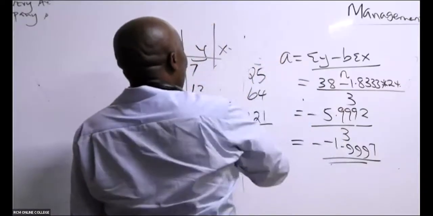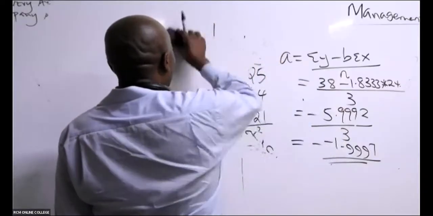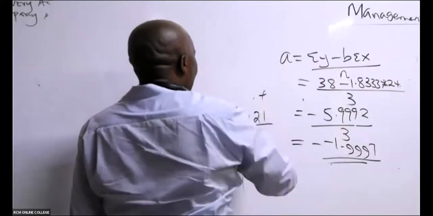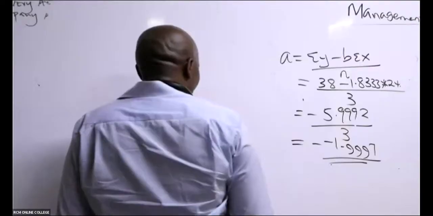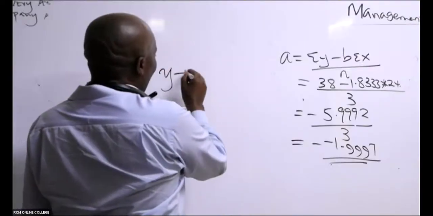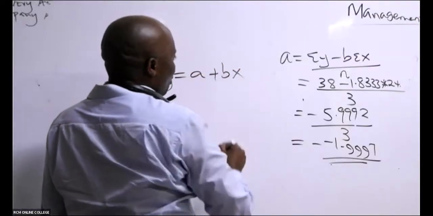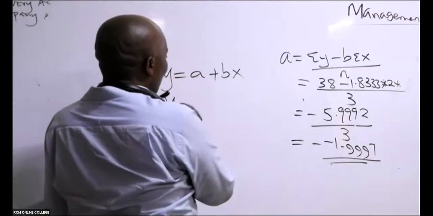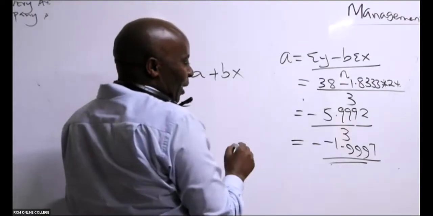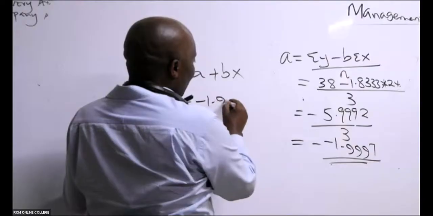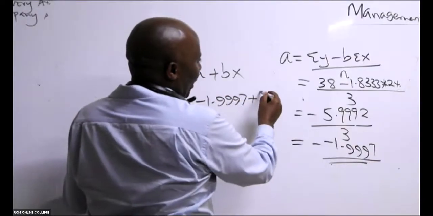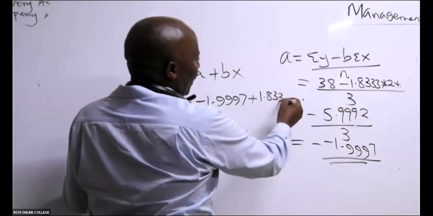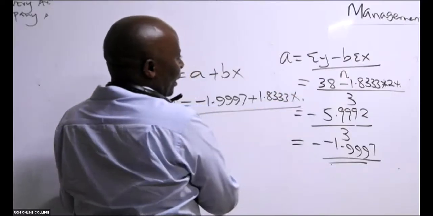Once you write it like that, you've been able to get the values of A and B, then we'll be able to come here, ladies and gentlemen, and write the equation for us. You'll be able to come here and say y equals A plus Bx. Now you have the value of A and the value of B. So A is negative 1.9997 plus B, which was 1.8333, times X.